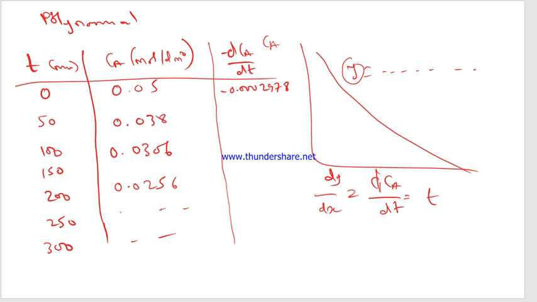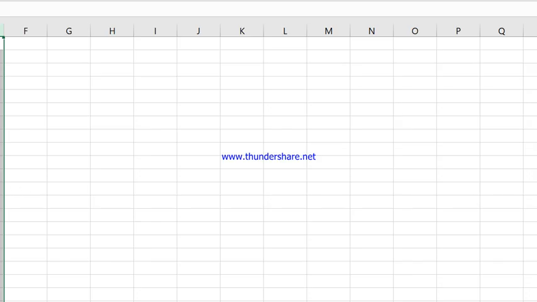When you multiply it by negative, it's going to give you minus 0.00019 and so on. So you get all of that. So let's finish this work in Excel sheet.